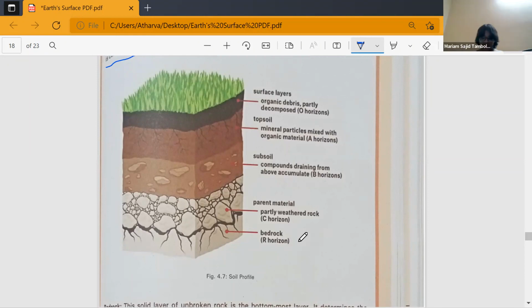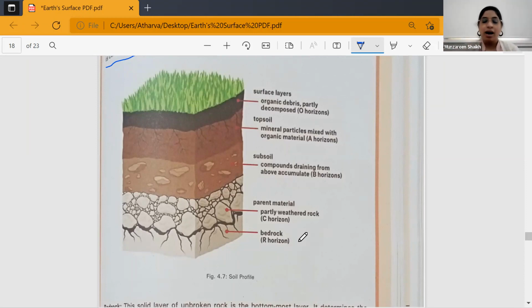Yes, ma'am. Parent material has the rocks, but in the bedrock, it is the soil which is holding the rocks in place. Correct. So bedrock is one whole particular rock. It just has cracks in it. But in parent material, you will have small pieces of rocks, right? You do not have one whole rock.